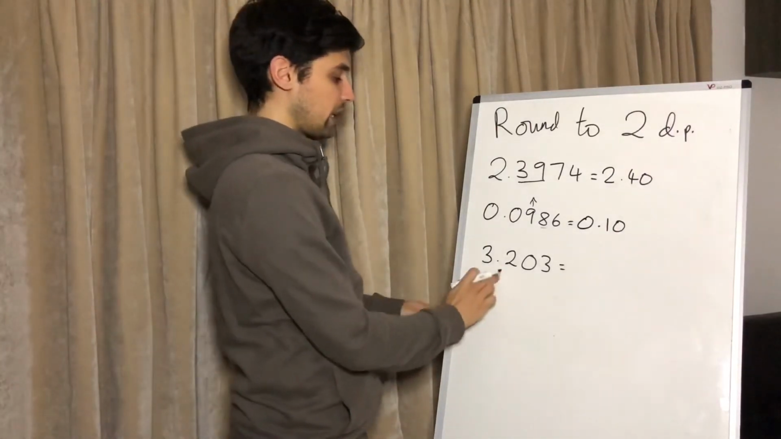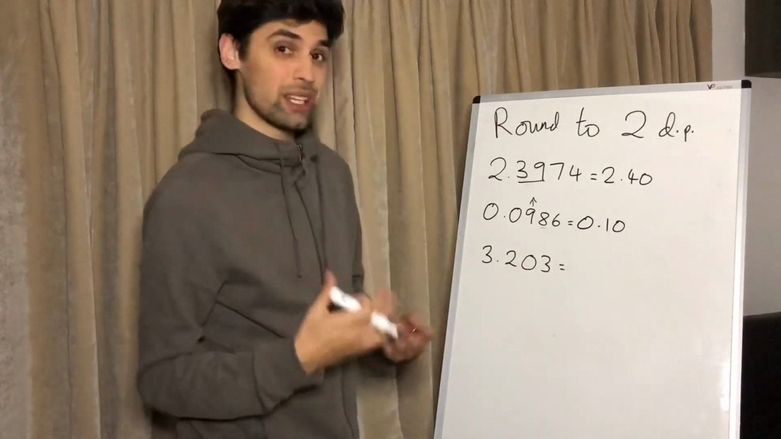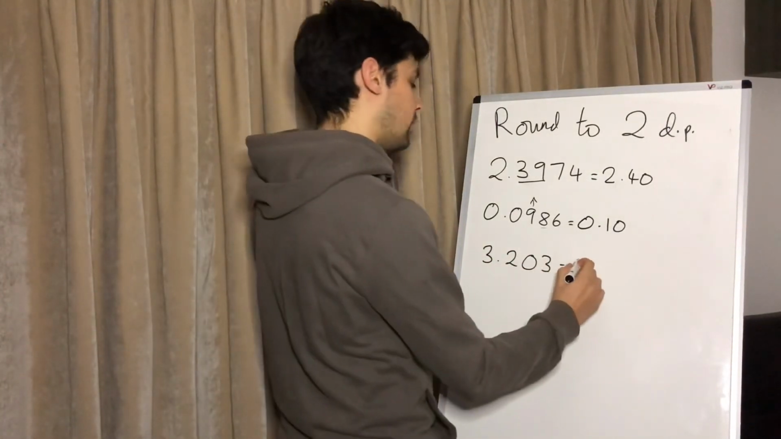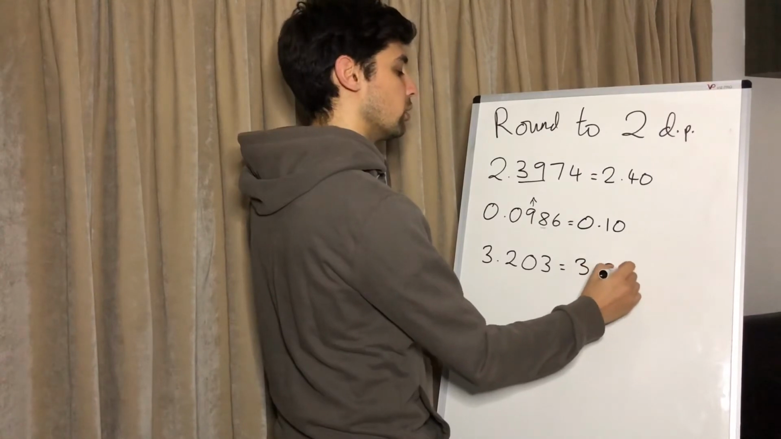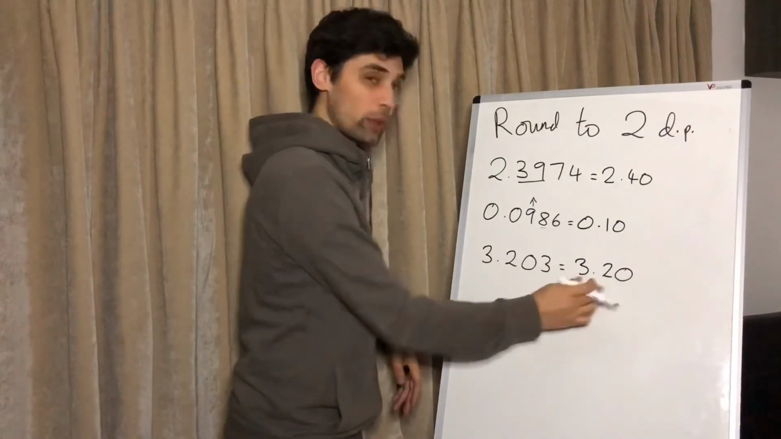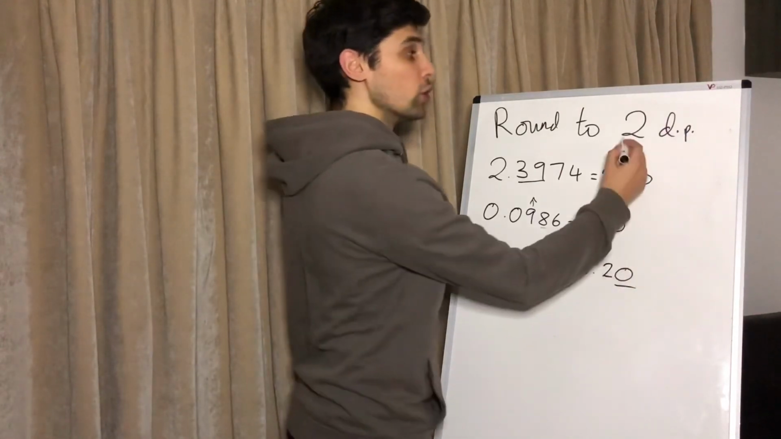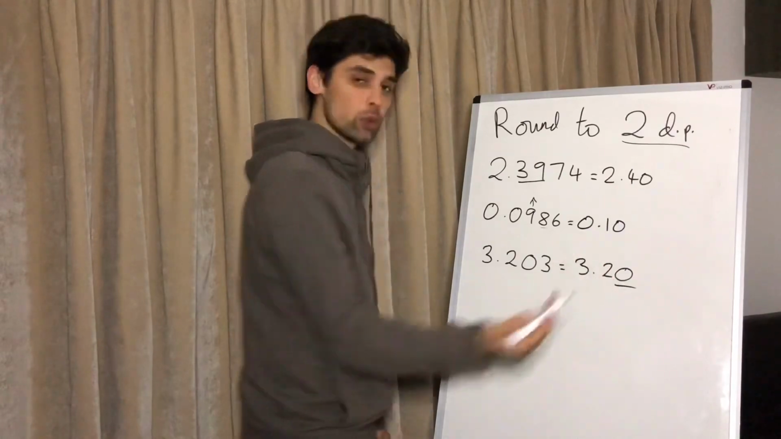This next one, second number after the decimal point is the 0, and that is going to stay the same because the number after it is below 5. And the reason why I put this one in is just to say again that we do need to put that 0 in. Obviously 3.2 is the same number as 3.20, but you have to show that you're doing it to 2 decimal places because that's what the question is asking for.